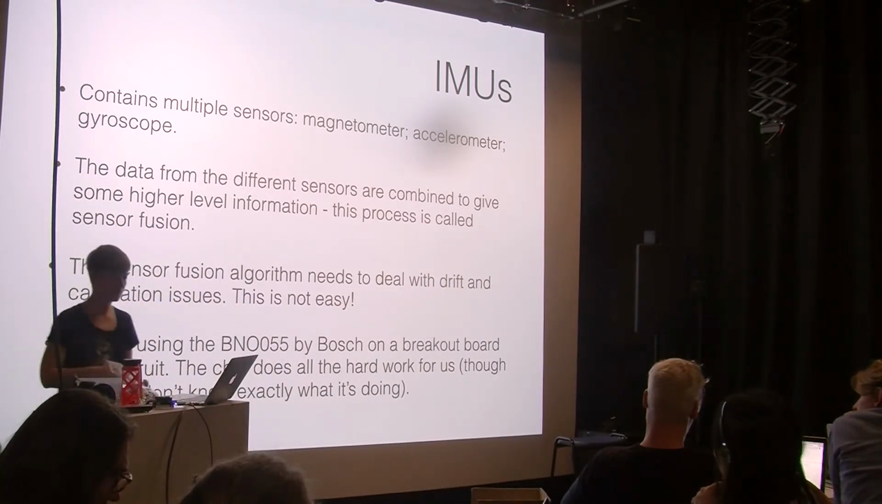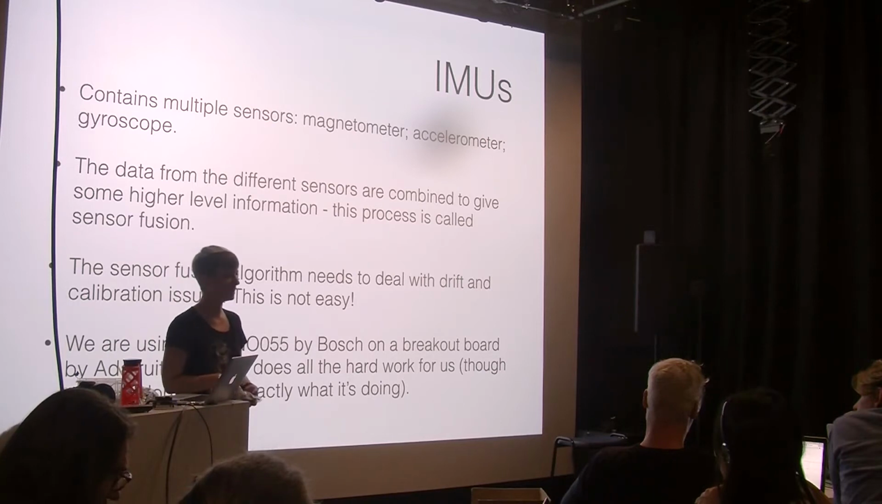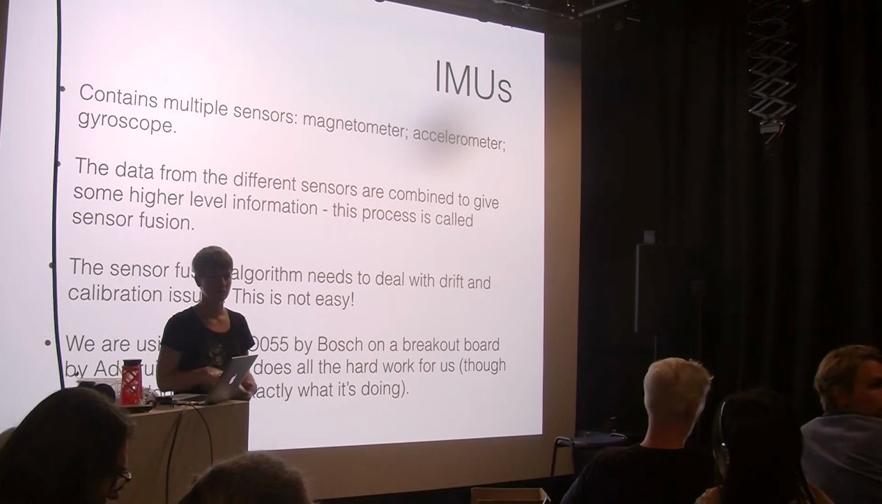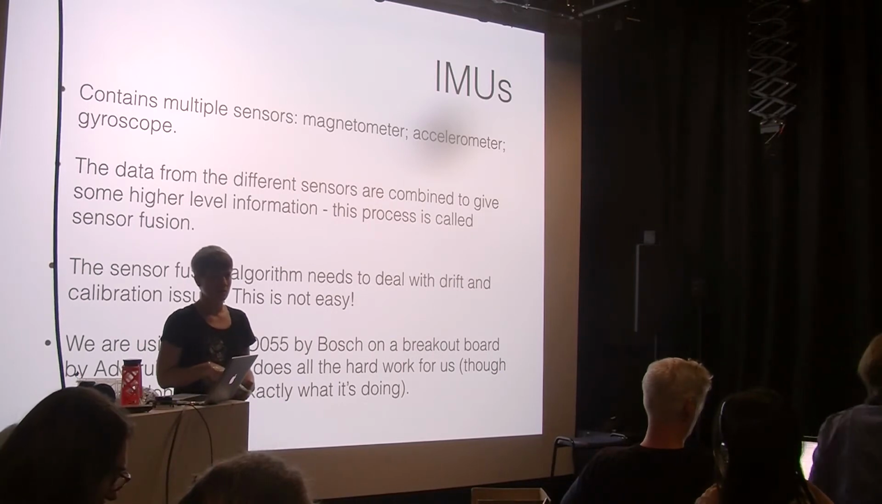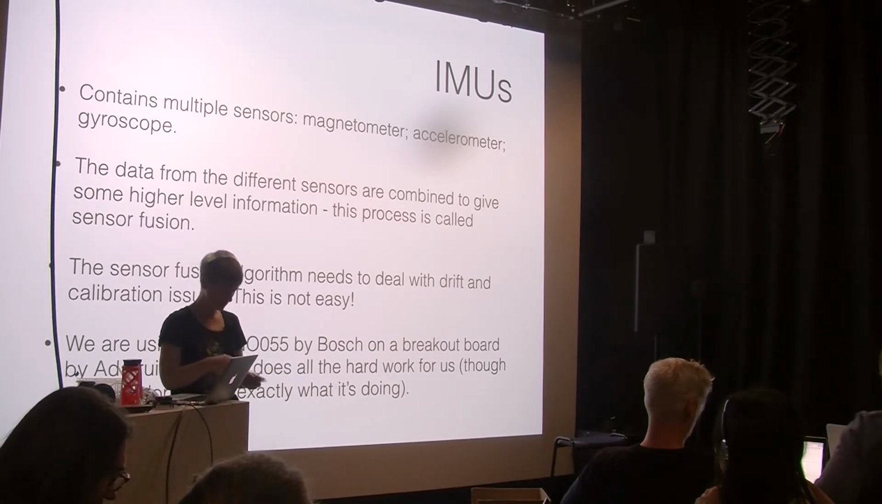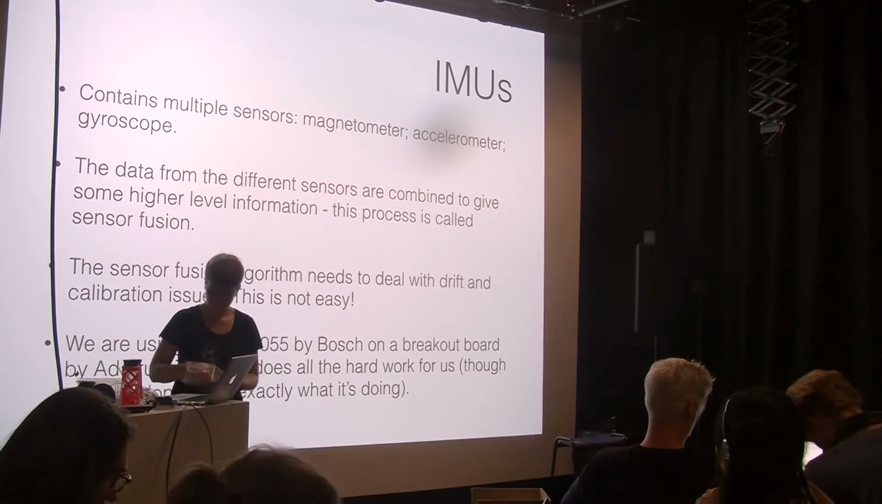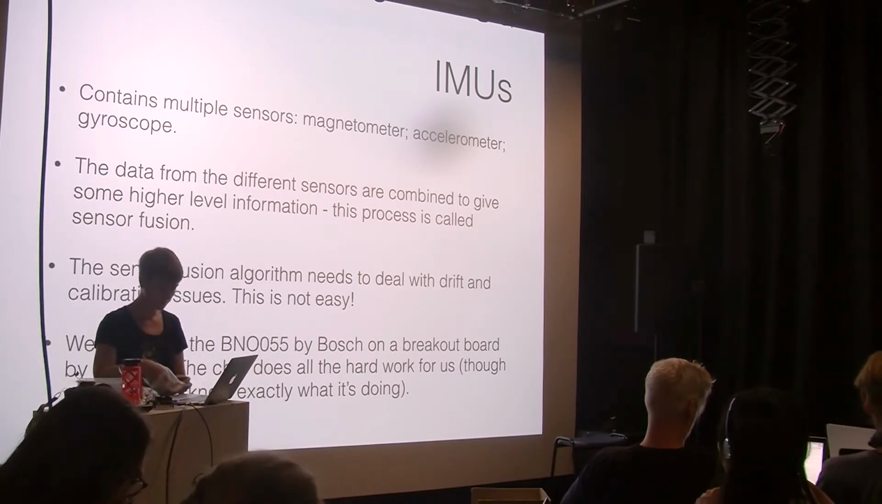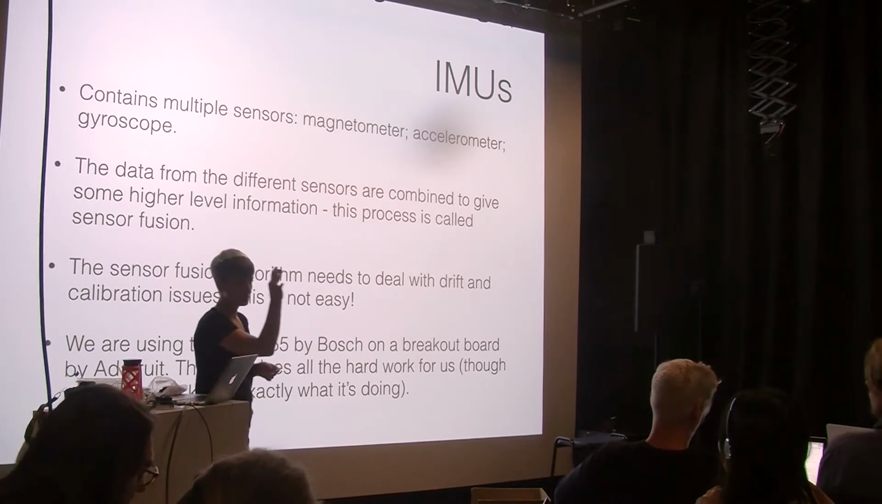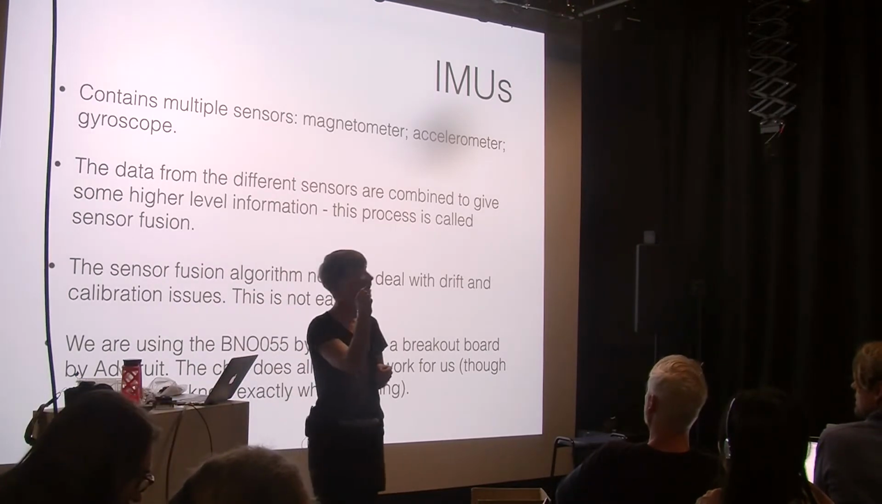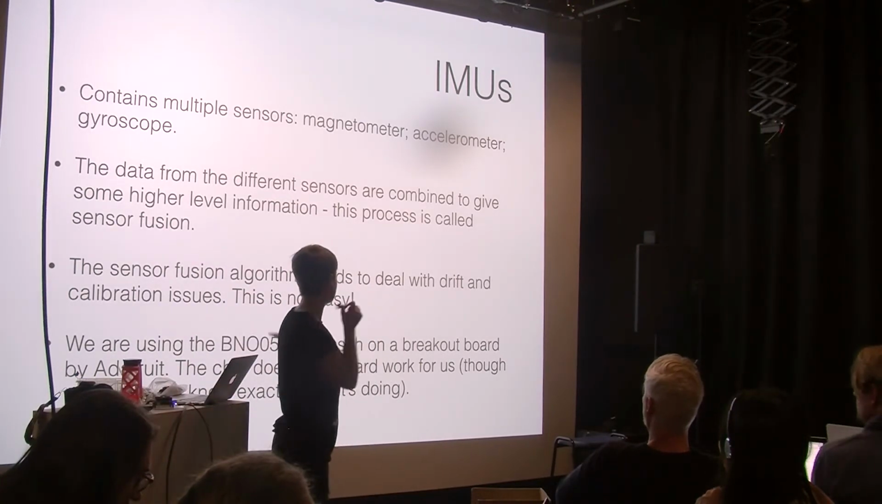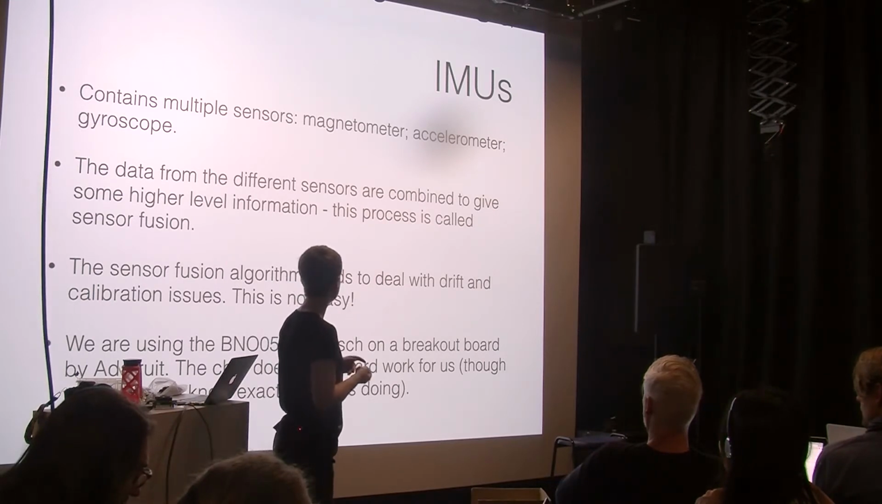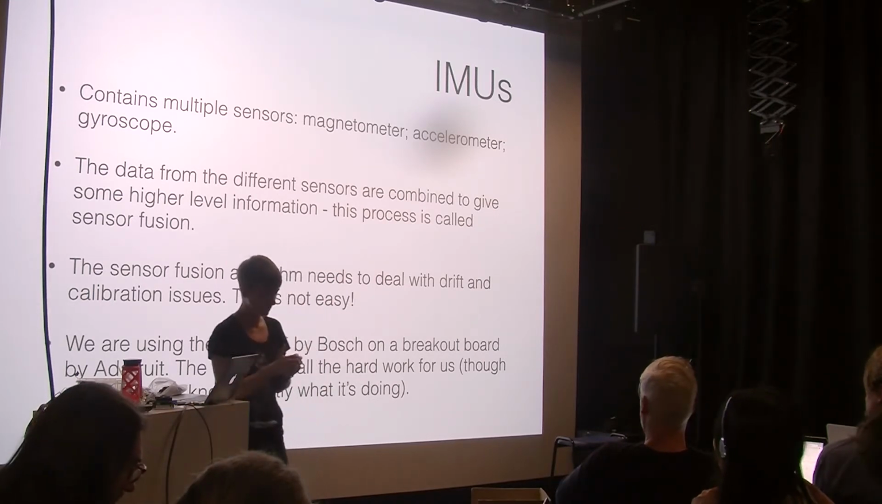I think we have enough for pairs, though. How many do we end up with here? So 4, 8, 12, 13, 14, 15, 16, 17. Yeah, we have enough for pairs, so that's fine. So an inertial measurement unit is something that looks like this. So an IMU. This is a particular one, has the full name there. It's a BNO055 by Bosch.